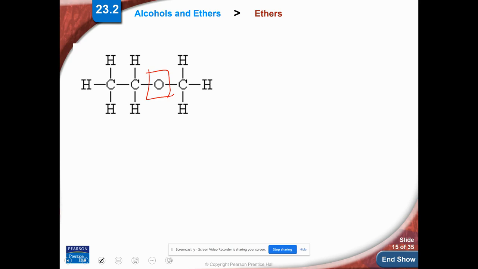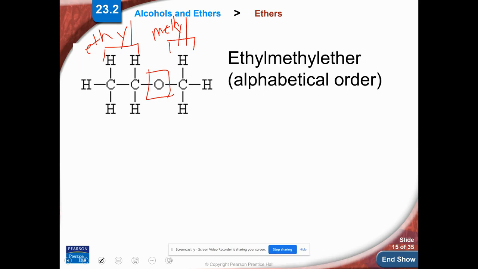So then now I'm going to name this as a branch with a YL. Then I'm going to name this with a branch as a YL. So I have a 1 carbon branch, so this is a methyl. And I have a 2 carbon branch, so this is an ethyl. So now alphabetical order. Which one comes first? E or M? E, right? So this is ethyl, methyl, and now I stick the word ether. Ethyl methyl ether. Alphabetical order. Tongue twisters. I love organic compound naming.